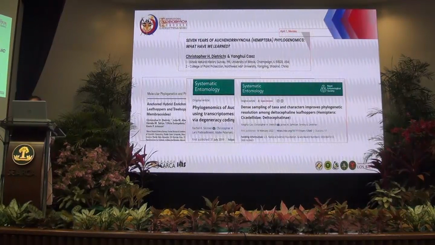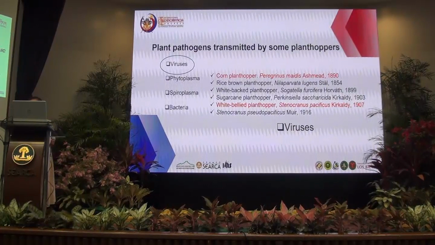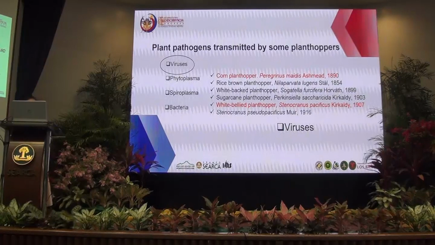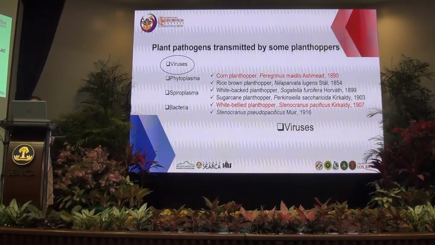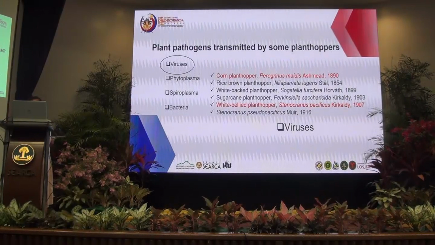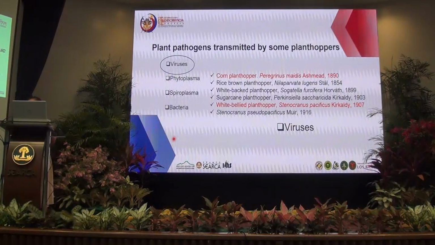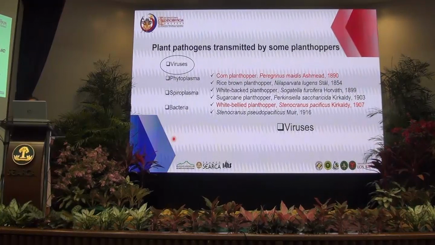So there are different types of plant pathogens that can be transmitted by planthoppers, and some of these pathogens are viruses, phytoplasmas, spiroplasmas, and bacteria. Of course, number one in my list is Peregrinus maidis, which is commonly known as corn planthopper. But here in the Philippines, another corn planthopper is known, and it is Stenocranus pacificus. But I wanted to say that Stenocranus pacificus in Japan or in Indonesia, they call this hopper white-bellied planthopper. So I would suggest also that here in the Philippines, we use white-bellied planthopper for Stenocranus pacificus.